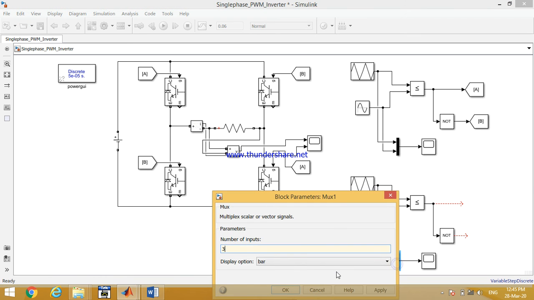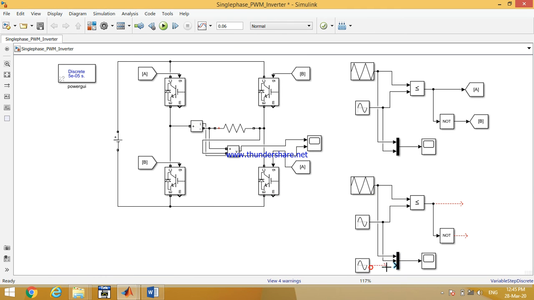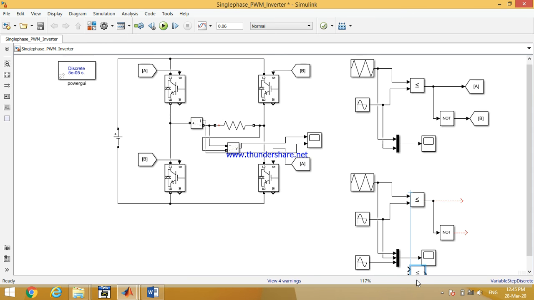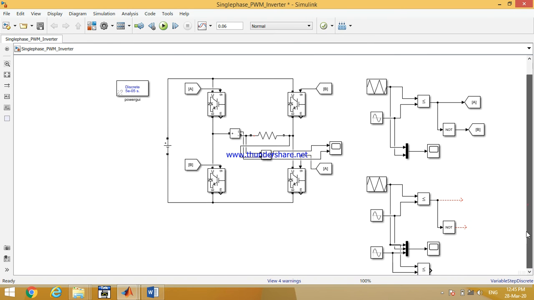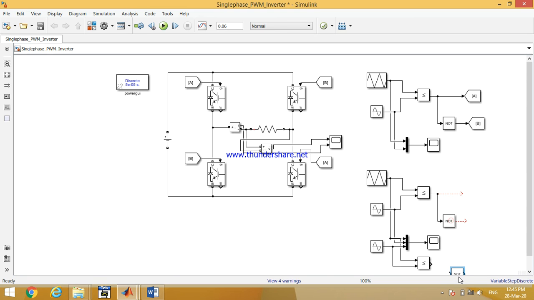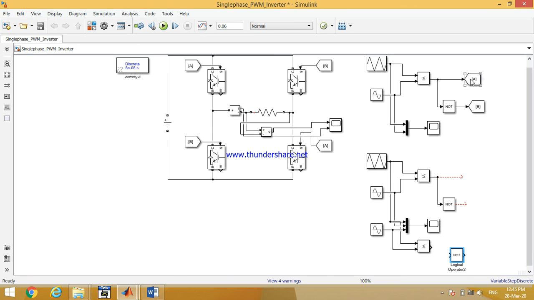We are making the multiplexer input 3 over here. We are giving the input, and we need one more comparator, right? The comparator input of triangular and sine wave, right? Now we also require one NOT, so we'll take the NOT, right? The input of the first is given over here. This is the second pulse, this is the third, and the NOT of that is representative of the fourth pulse, right?